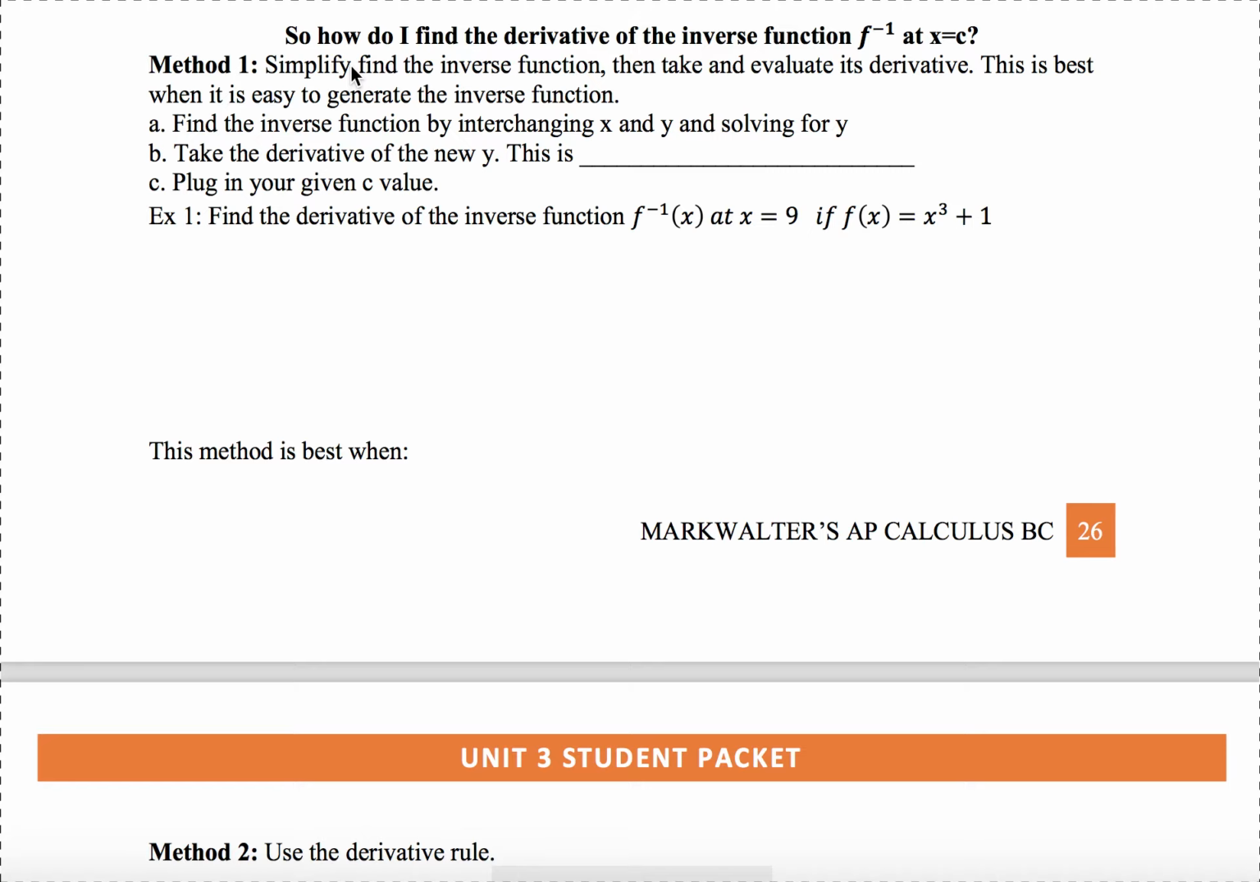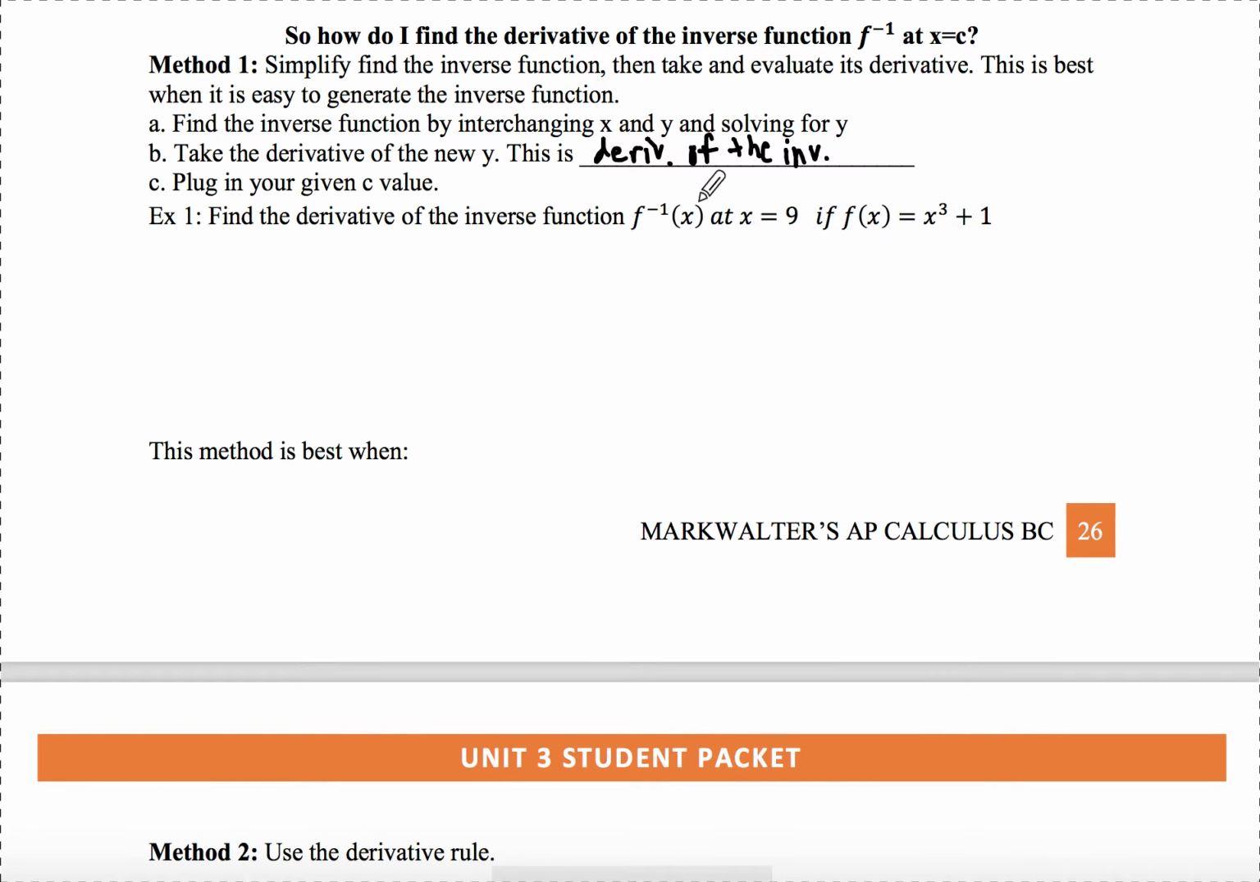We basically find the inverse function by exchanging the x and y's and solving for y. Then we take the derivative of the new y. This is the derivative of the inverse then, since we're taking the derivative of that new y. And then we'll plug in the given c value to find the derivative of that inverse at some value.